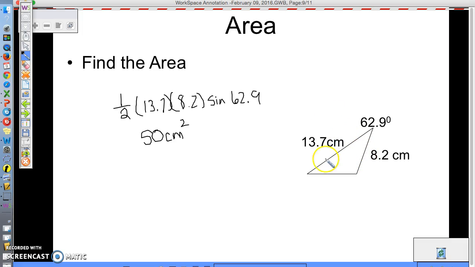You could also find it by drawing in a height to either one of these two bases. So we could draw in a height here. As long as you draw in a height to either one of these sides, you could figure it out as well. So here's our height, and we could calculate out h, and we could do 1/2 times our base, 13.7, times height, and we could use SOHCAHTOA to find that height.